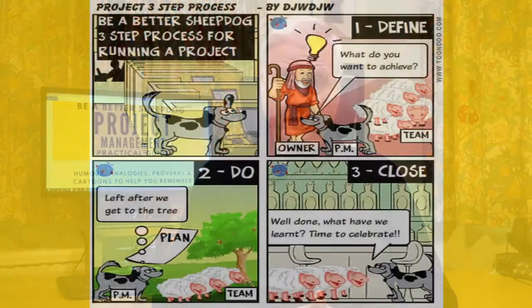The do process is the second of the three processes I believe are necessary to run a project. It's concerned with executing the project in accordance with the agreed project definition that has been produced by the define process.